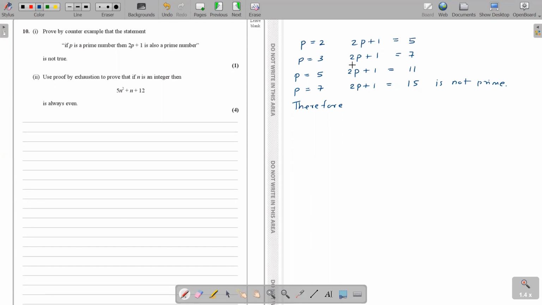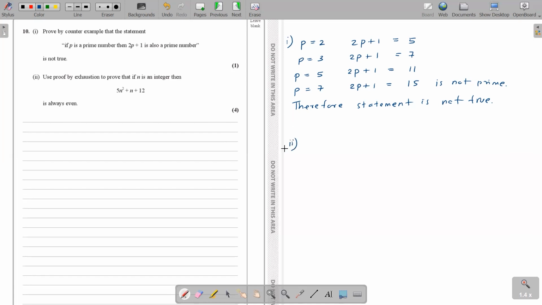So therefore, what do we write? Therefore, the statement is not true. Okay, do you see how it's done? This was the answer for Roman number 1. Roman number 2.